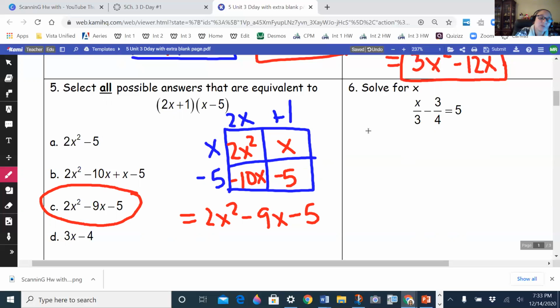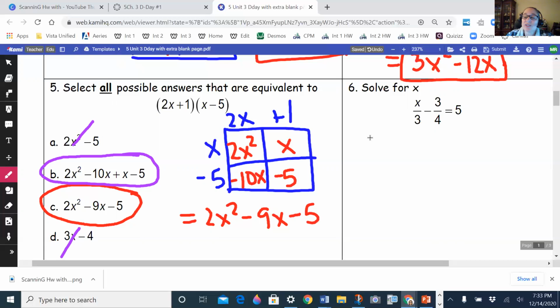But you also want to pay attention to letter B, because you have a 2x squared, a negative 10x, an x, and a negative 5. This is actually it before you clean it up. You want the one I circled in red, all cleaned up, but this one is also equivalent. The ones that are not equivalent are A and D.